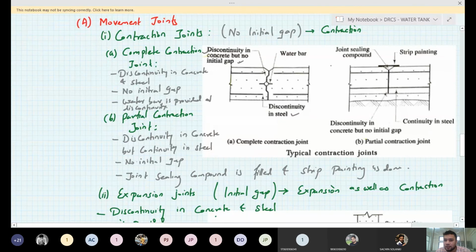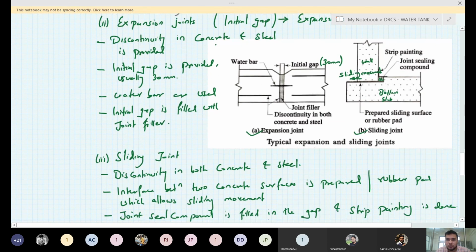Water bars are provided at the discontinuity, and there is no initial gap. In partial contraction joint, there is a discontinuity in the concrete but continuity in the steel, and at the top the groove is filled with the sealing compound, and on the top the stripping paint is done. Then expansion type joints allow both expansion as well as contraction. So an initial gap of around 30 mm is provided. Water bar is provided at the discontinuity, and there is a discontinuity in the concrete as well as steel.